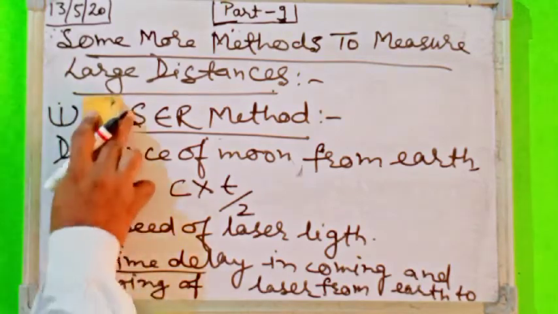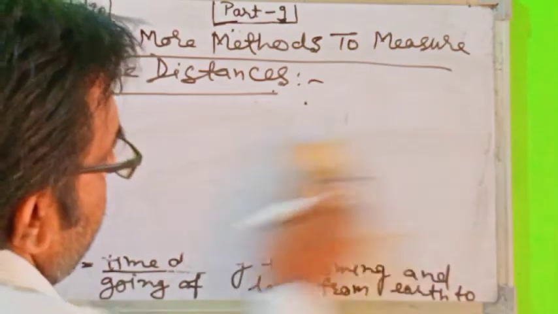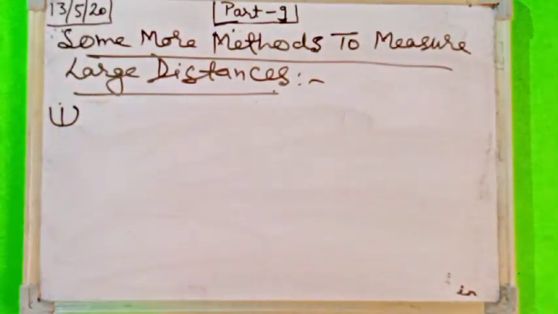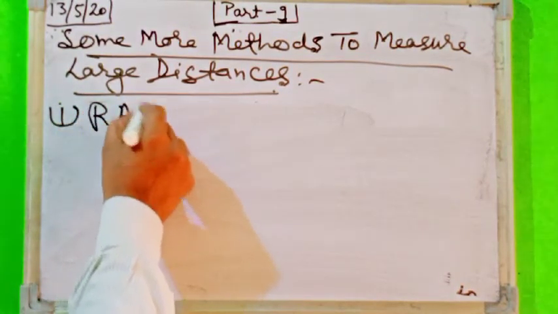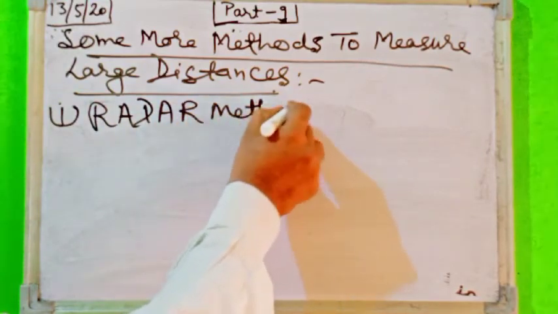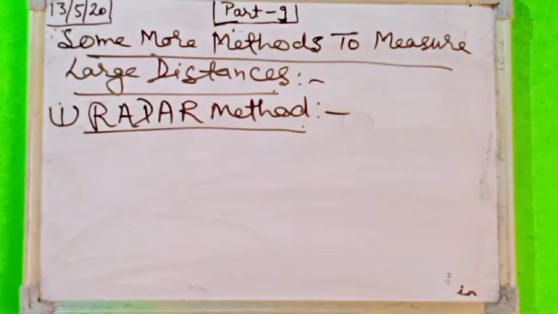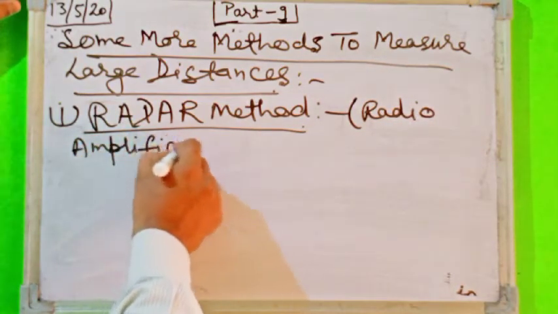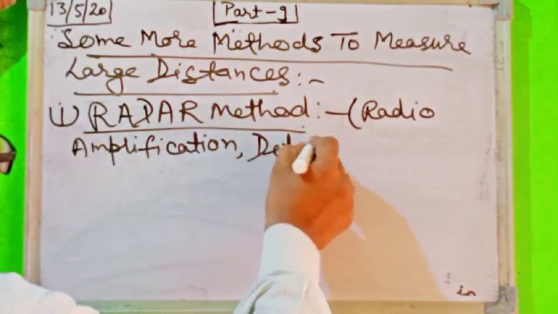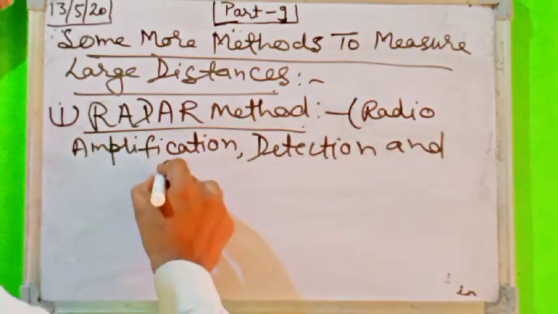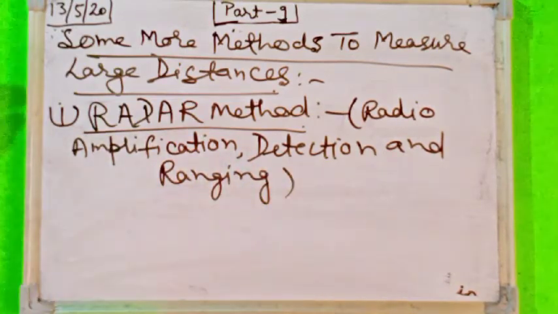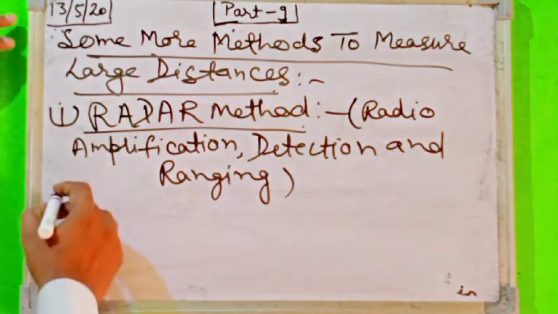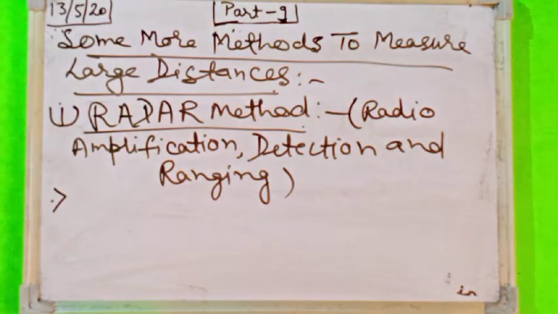Similarly, the second method is the radar method. Radar stands for radio amplification, detection, and ranging. This is similar to the laser method, but there is one difference: in the radar method, we send radio waves from the surface of the earth to any planet. Radio waves are sent and used for measuring the distance of the planet.